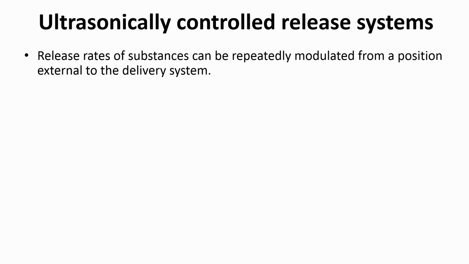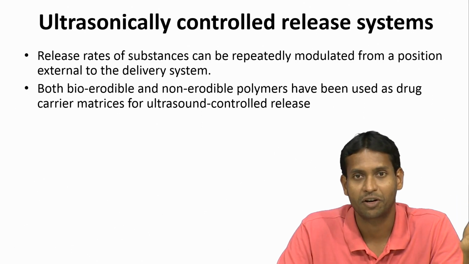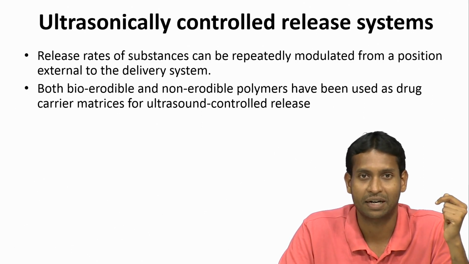So, again, if we talk about what the system entails, the release rate of the substance can be repeatedly modulated, because you can switch the ultrasound on and off depending on your convenience. So, you have an external control over your release. You can use it with both bioerodible and non-erodible polymers with the ultrasound control system.